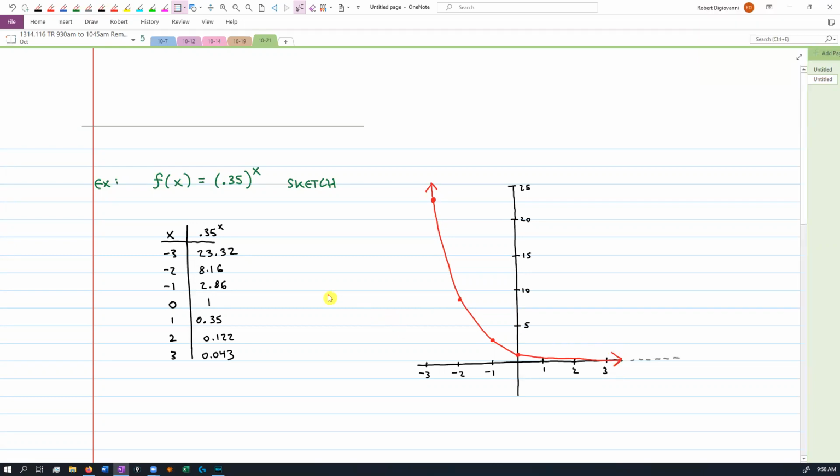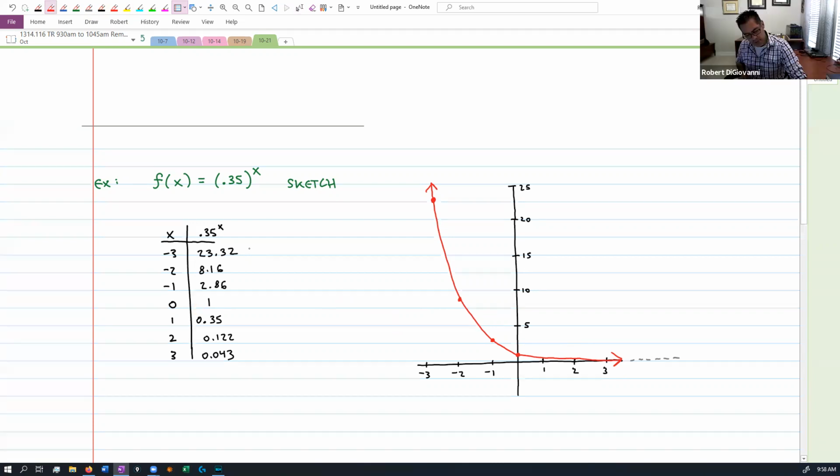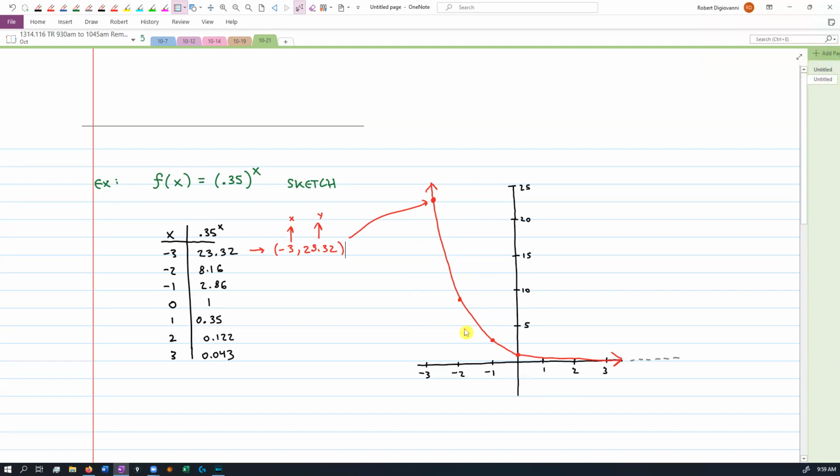So the X on the left side of the table, all those numbers are on the X axis, correct? This right here represents a point, -3, 23.32. This is the X value and this is the Y value. So that point corresponds to that point right there. The X is -3, the Y is 23.32. Good? Okay. Any other questions?